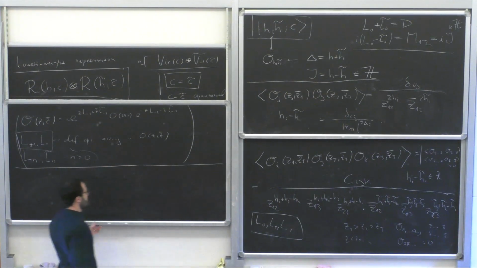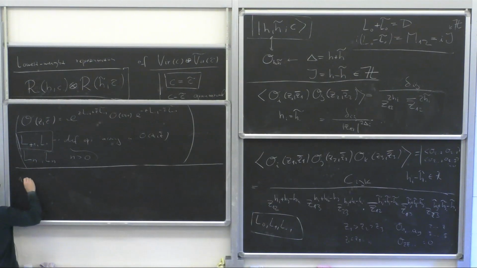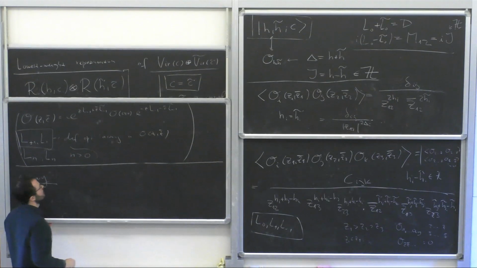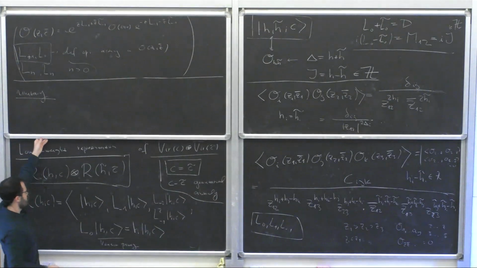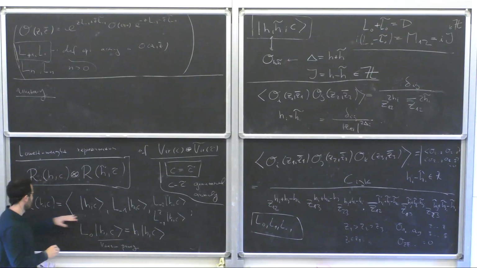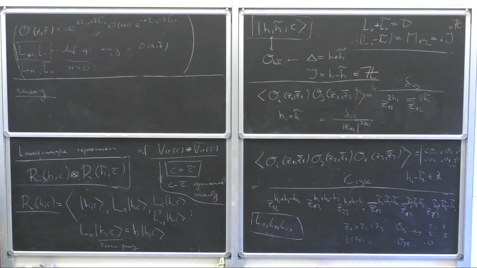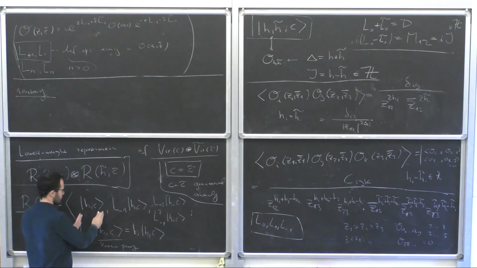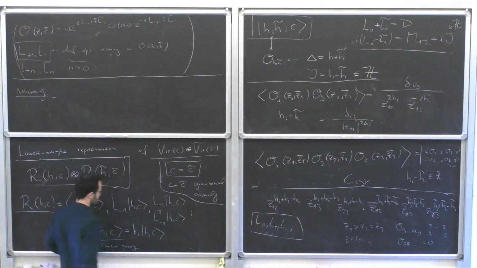Okay, but now we should think more carefully about unitarity of the representations, because I was a little bit sketchy about it, right? Let's just focus on one Virasoro algebra, the left-moving Virasoro algebra. So we are looking at this representation, which for now just think of as a vector space with this infinite basis.